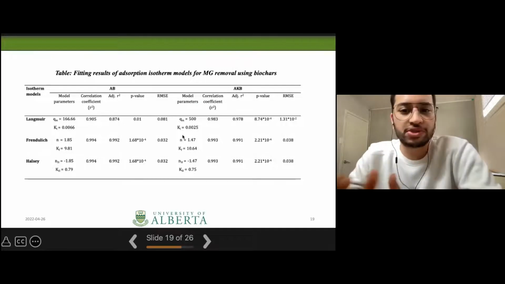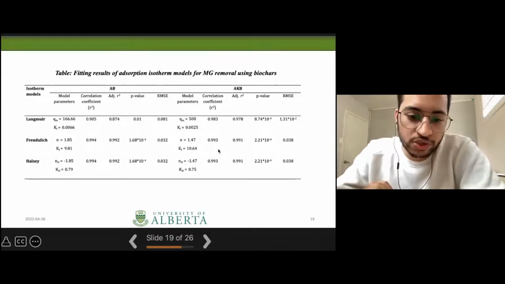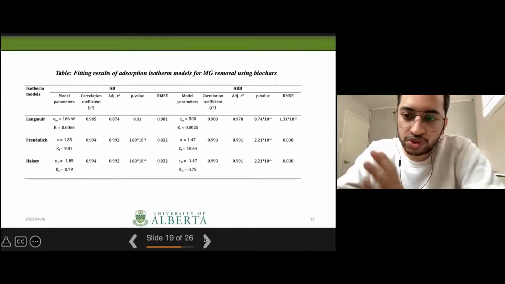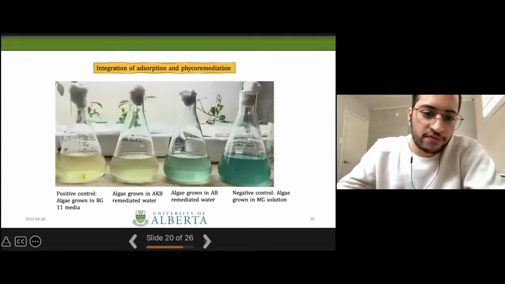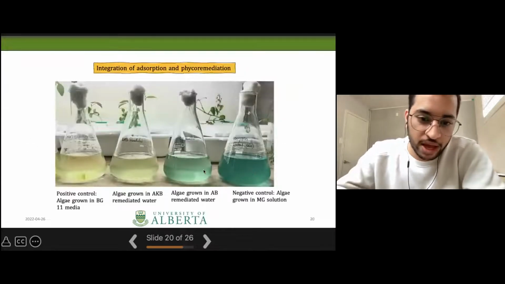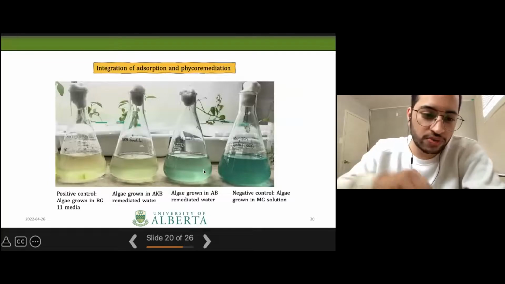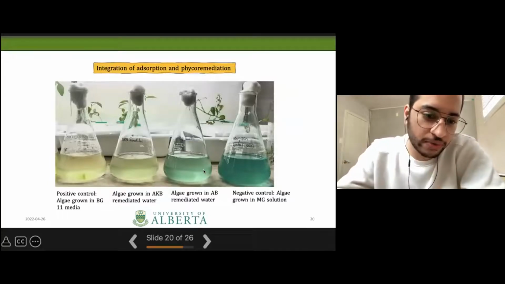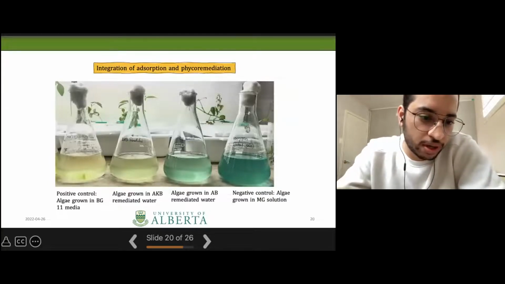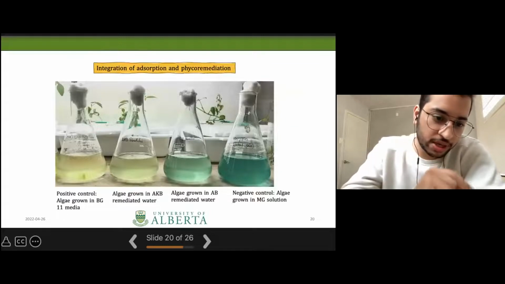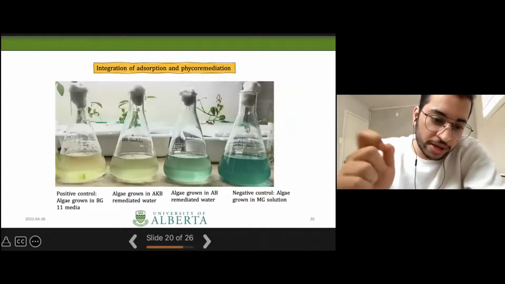Then comes an interesting section. We try to integrate adsorption with phycoremediation. For this, we set 2 controls. One is a positive control, one is a negative control. In the positive control, we have grown algae in BZ11 media using fresh water.